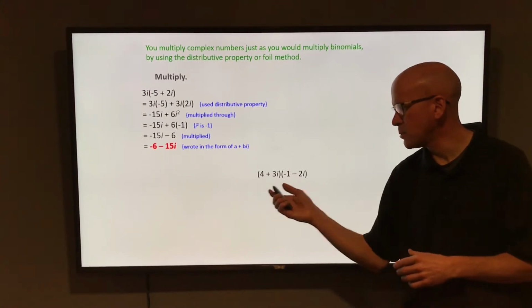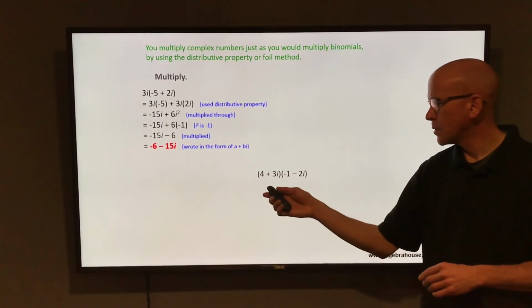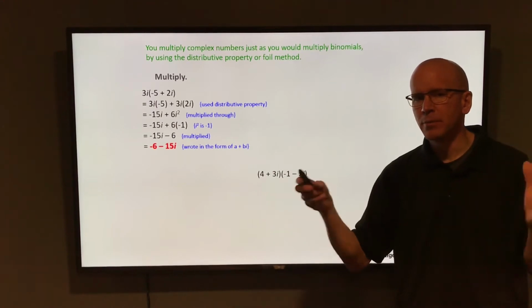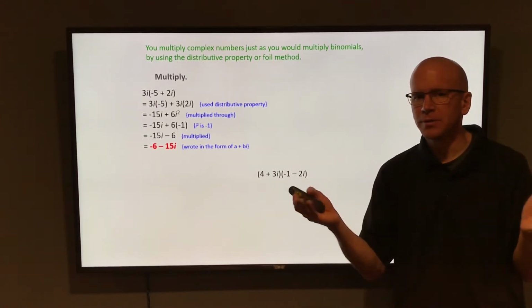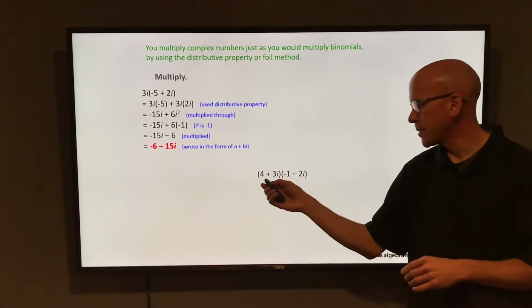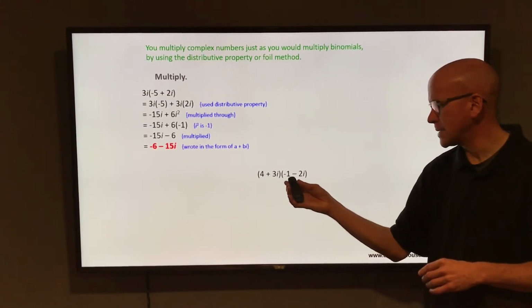4 plus 3i times negative 1 minus 2i. Here we're multiplying two binomials. So we're going to use the FOIL method or distributive property. Remember, when you're multiplying two binomials, the FOIL method and the distributive property are really the same thing. I'm going to take 4 times negative 1. We're distributing that 4 to that second set of parentheses.